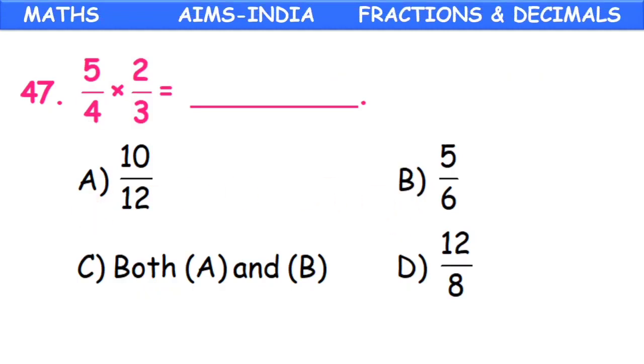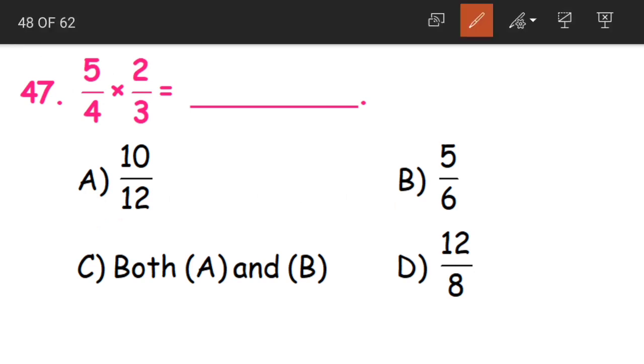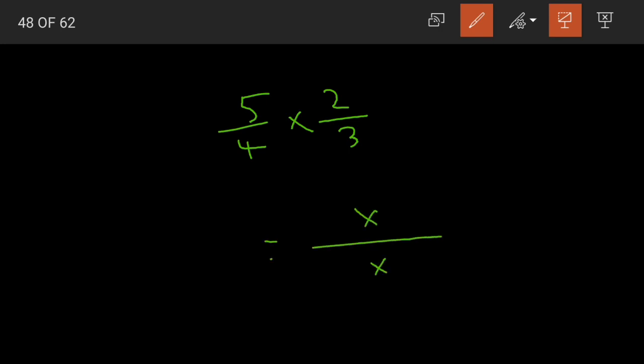Next, coming to question number 47. 5 by 4 into 2 by 3 is equal to how much? This is multiplication of two fractions. We have learned how to multiply two fractions, right children? How do we multiply two fractions? Do we need to take out the LCM? No, we just multiply the numerators and multiply the denominators.